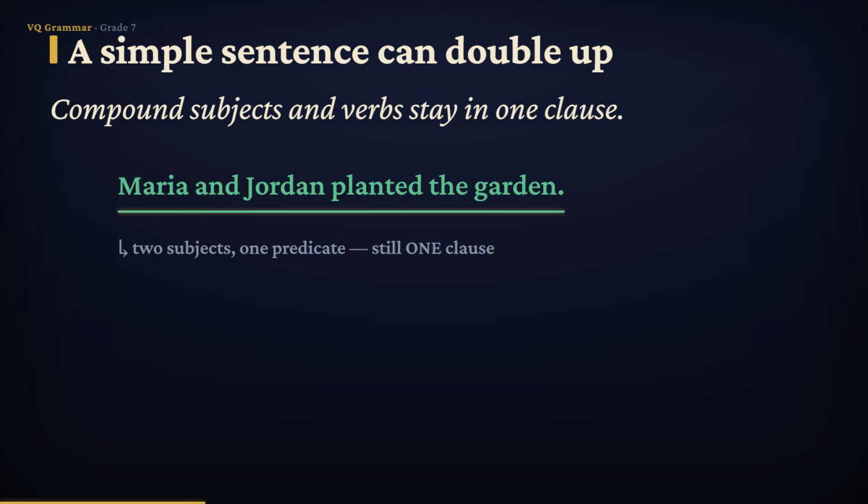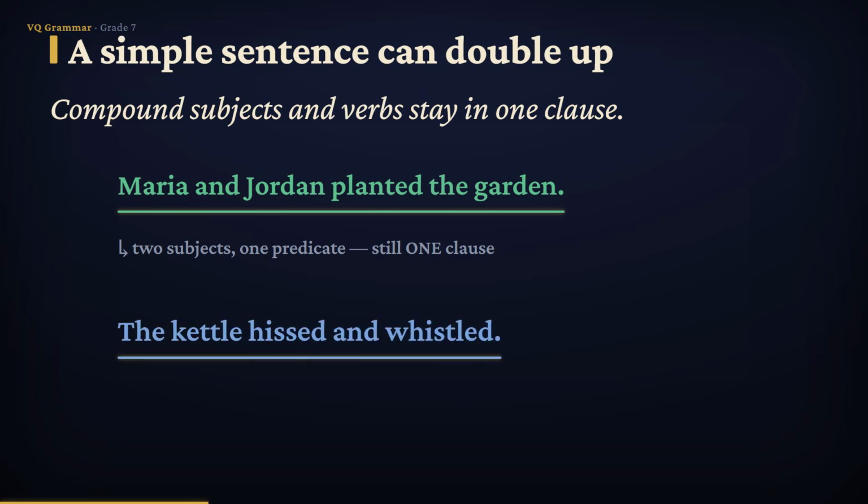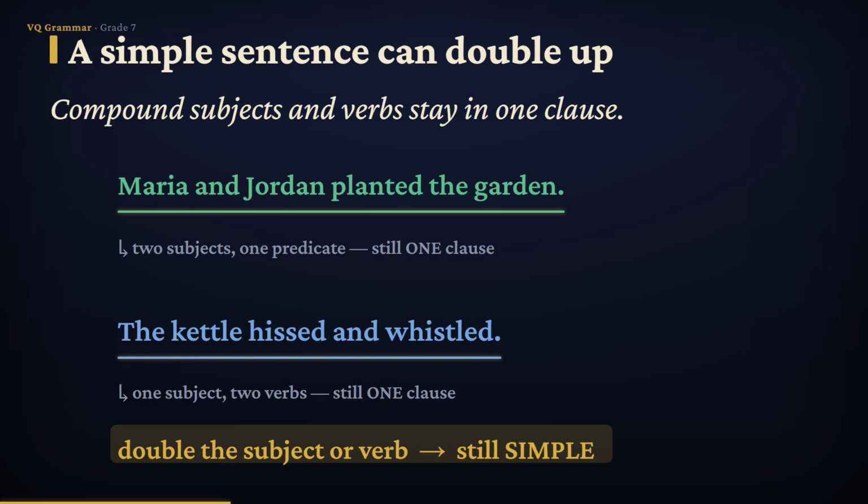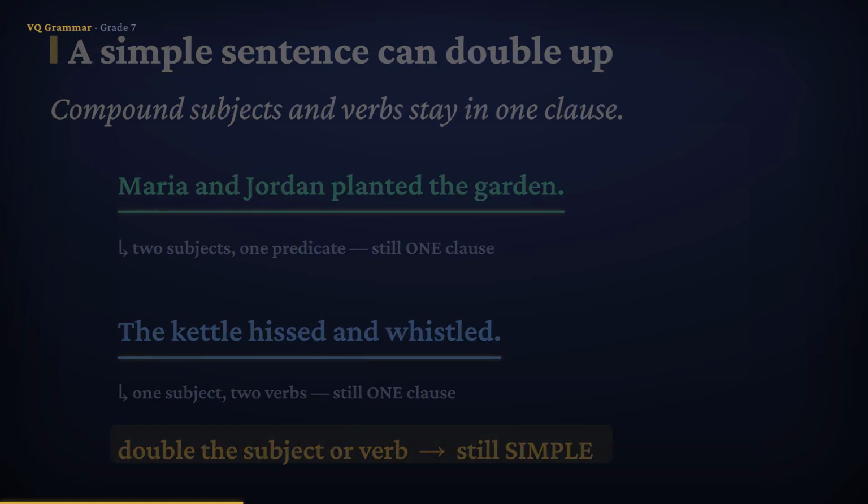It works the other way too. The kettle hissed and whistled. That's one subject, the kettle, with two verbs, hissed and whistled. That's a compound predicate, but again, it's still one main clause. So doubling the subject or the verb does not create a second clause. As long as there is only one main clause, the sentence stays simple.